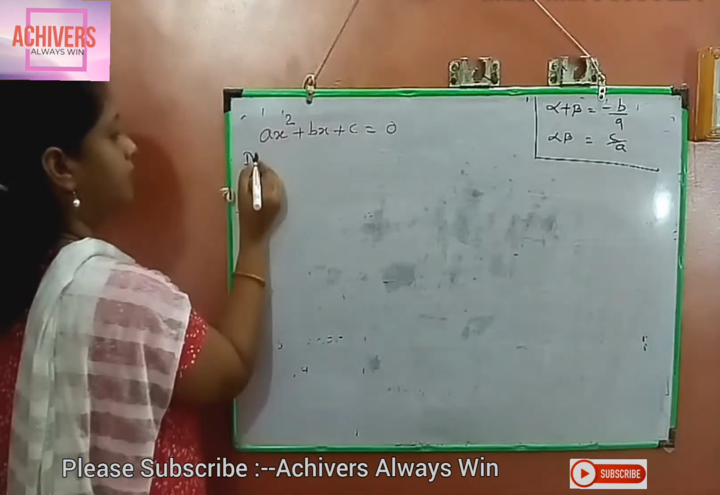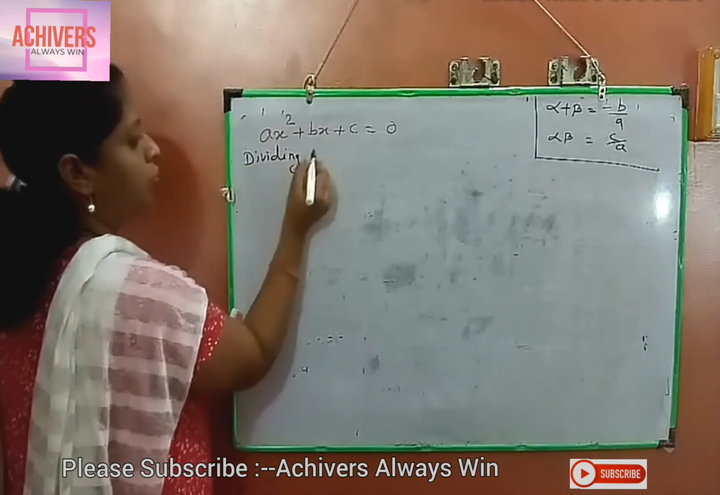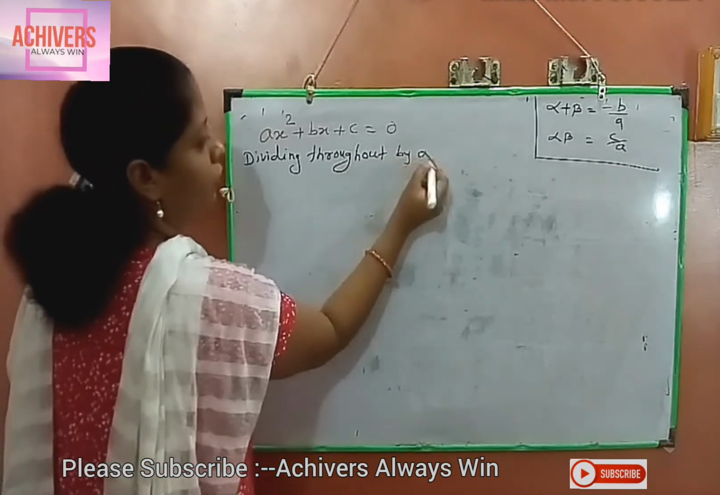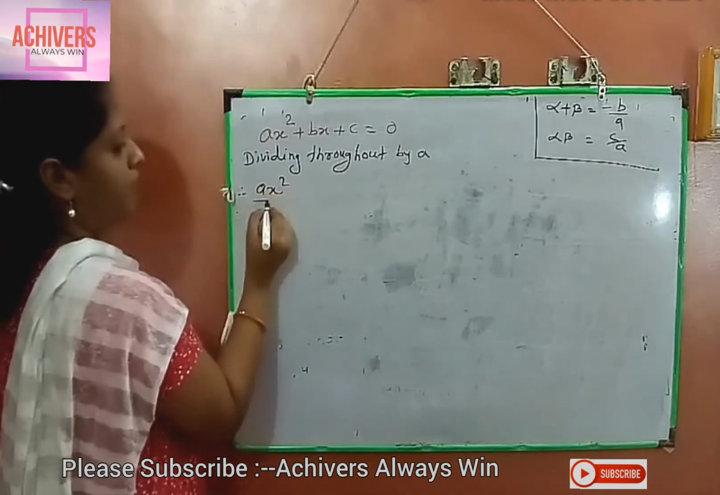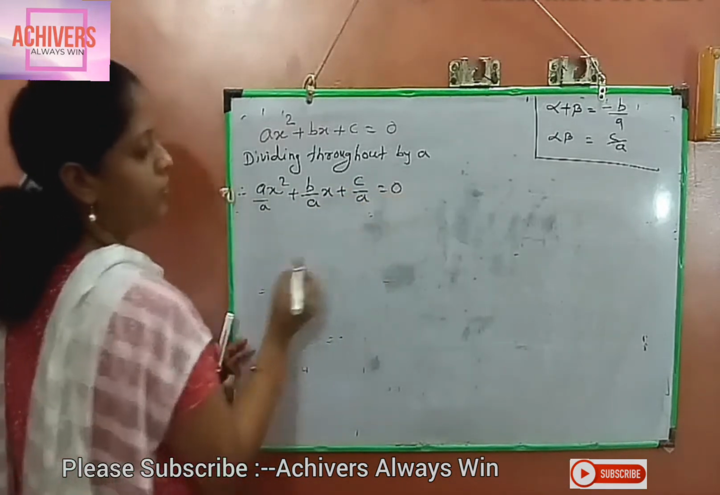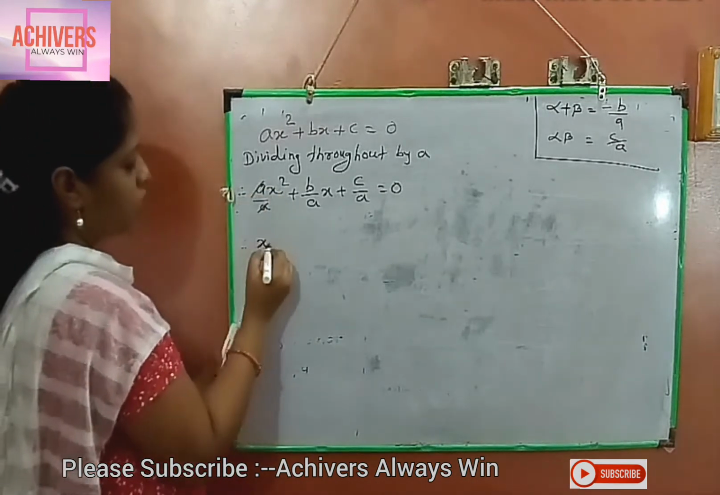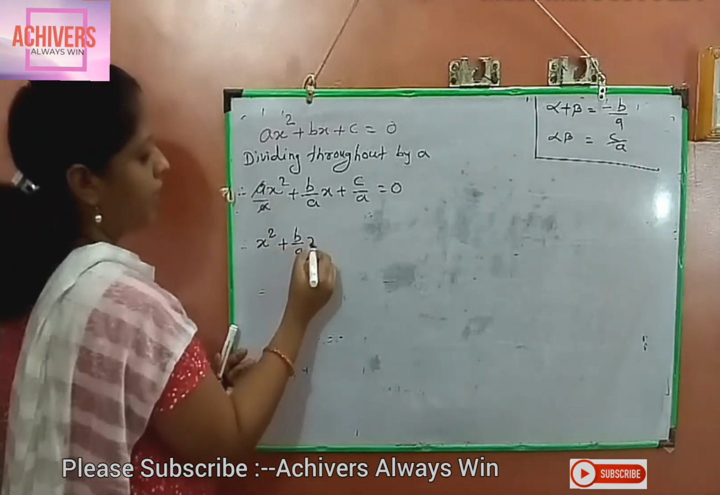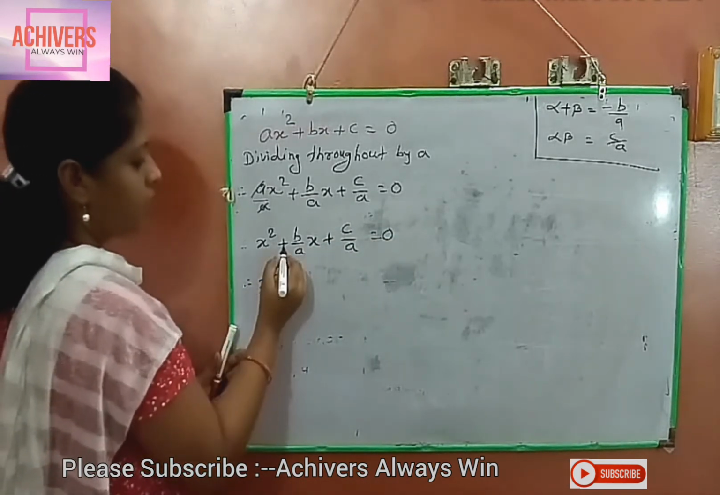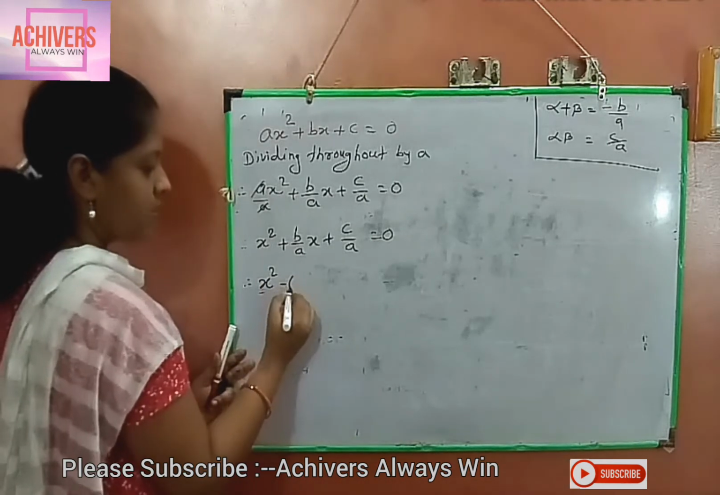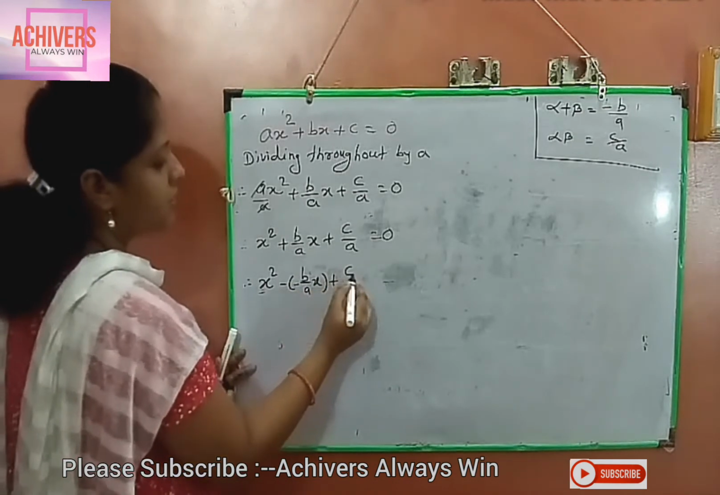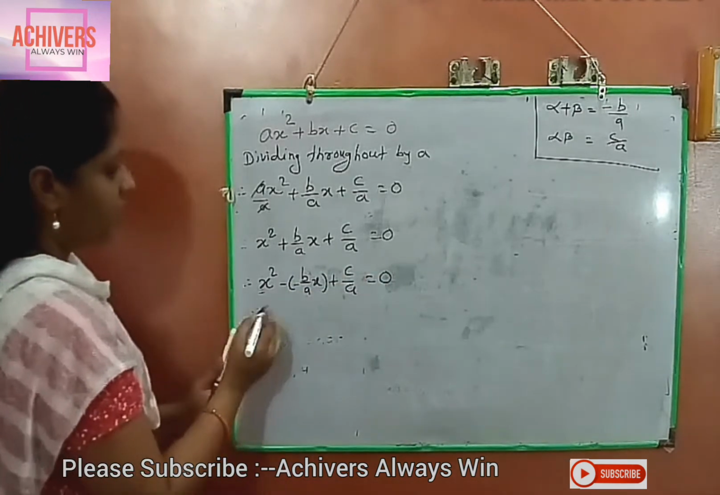Dividing throughout by a, we get ax square by a, b by a x plus c by a is equal to 0. The a gets cancelled: x square plus b by a x plus c by a is equal to 0. Therefore x square, here the sign is plus, and using sum of roots minus b by a, the sign becomes plus, b by a x plus c by a is equal to 0. Then we compare with that.